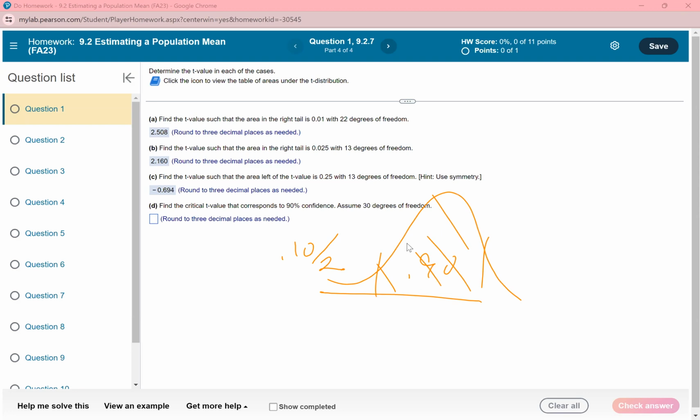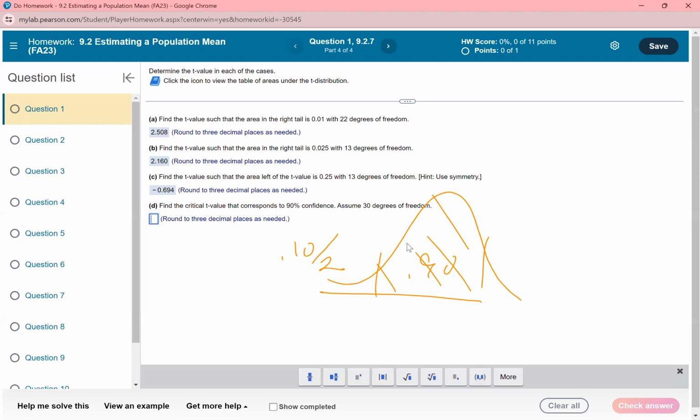All right, so inverse t of 0.10 divided by 2. Again, 30 degrees of freedom this time, not 13. So 30 degrees of freedom. And again, just take the positive. It represents the plus and the minus. 1.697. The next number was a 2, so it would stay as 7.